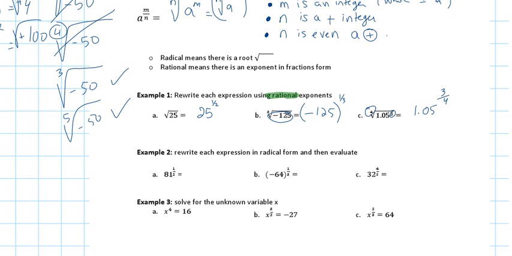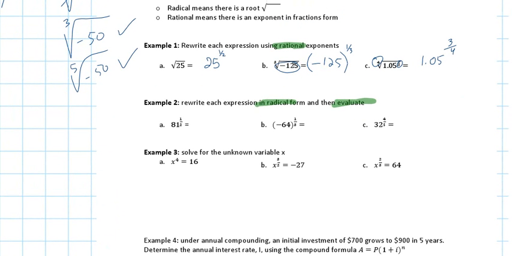Okay. How about the next question? The next question is asking you to rewrite each expression in radical form and then evaluate. So it's asking you to do two things. Writing it in radical form and then evaluate. So how would I write 81 to the power of half in radical? Square root of 81. And what would the answer be? 9. Perfect.